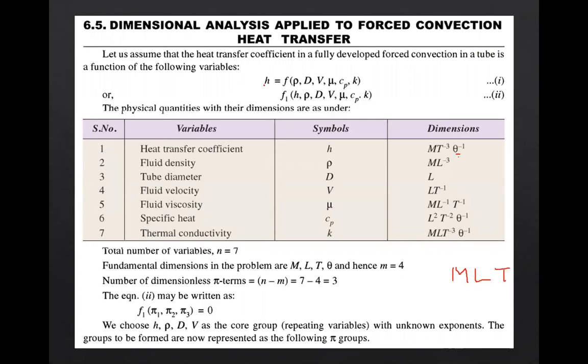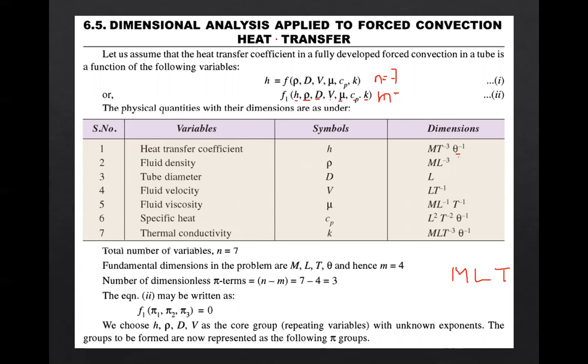These variables are: h, the heat transfer coefficient, is a function of rho, the density, d, the diameter of the tube, V, the velocity, mu, the viscosity, Cp, the specific heat, and K, the thermal conductivity. So function F1 depends on a number of variables, and these are 1, 2, 3, 4, 5, 6, and 7. So we have n equal to 7.